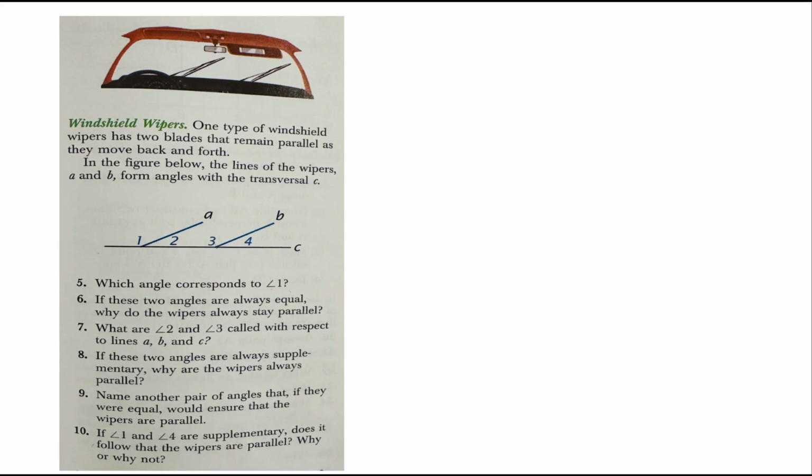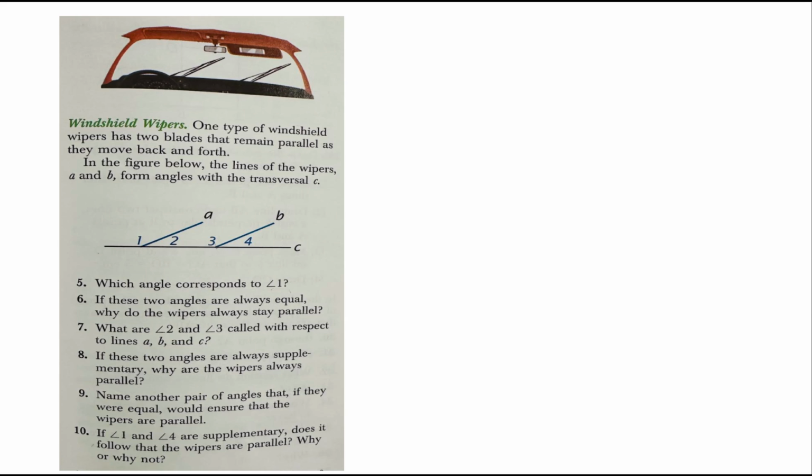And in this figure below, the lines of the wipers are A and B. Do they look parallel to you? They do to me too. And what does C look like if we imagined A and B extended? Does it look like a transversal line? Yes, that's what it is. And so we can imagine this up and down if you would like. You can kind of turn your book even if you wanted to look at it that way.